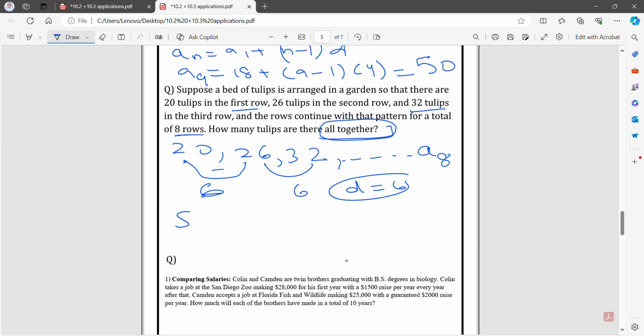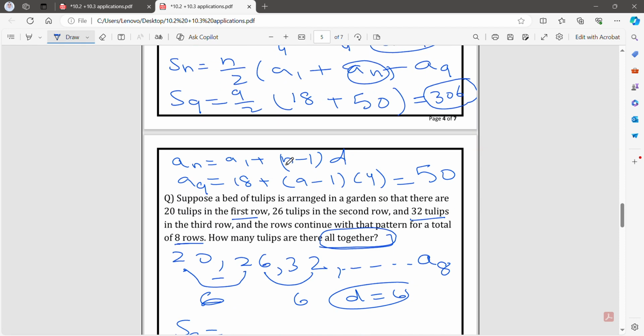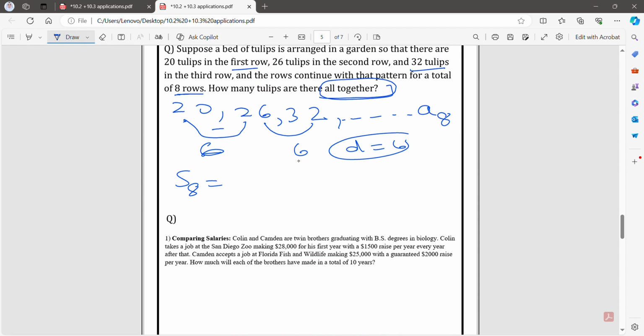So how many rows do we have? 8. So it will be S8 equals n over 2, right? We use the formula here, n over 2, so 8 over 2. A1 is 20, and then we have A8 here. The formula is Sn equals n over 2 times (a1 plus an). Now we don't have A8 here, so what do we need to do?